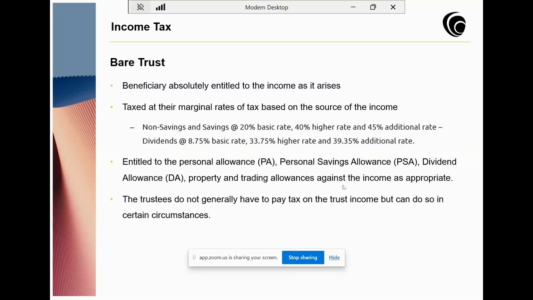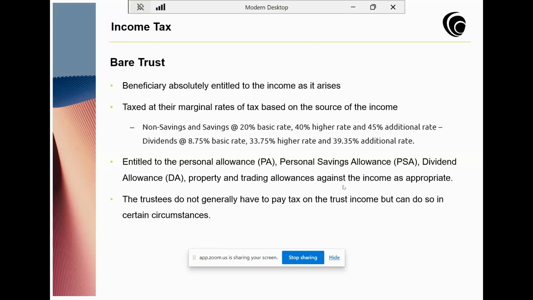In very rare occasions, the trustees sometimes report the income and pay the tax on it, but usually it'd be for administrative purposes. Say if there was a large number of beneficiaries receiving a small amount of income, it's just easier for the trustees to report it.